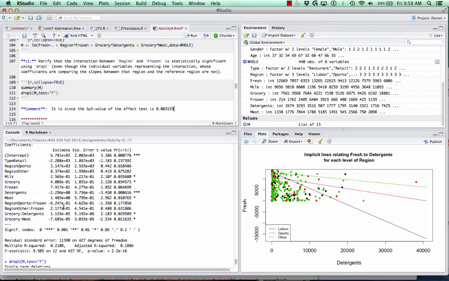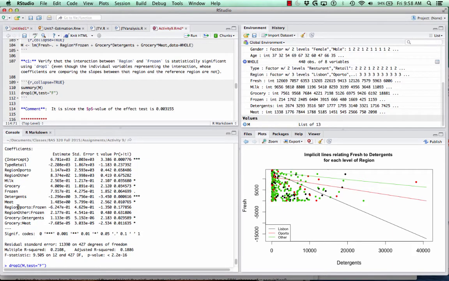And notice, actually, if we had just looked at the coefficients of the interactions in the summary of the model itself, the interaction between frozen and region, we see that we have two p-values that are bigger than 5%. So remember, these p-values are doing something overly specific. It's comparing the strength of the relationship between fresh and frozen for Porto customers to the strength for the reference level for the Lisbon customers. And it's basically saying, okay, we don't see any difference between Porto and Lisbon. We don't see any difference between other and Lisbon, but we do see a difference overall. It's probably the case that Porto and other customers are the ones that have different strengths.